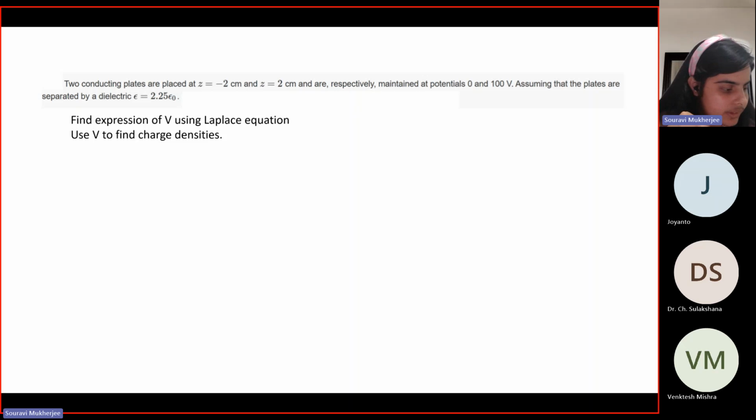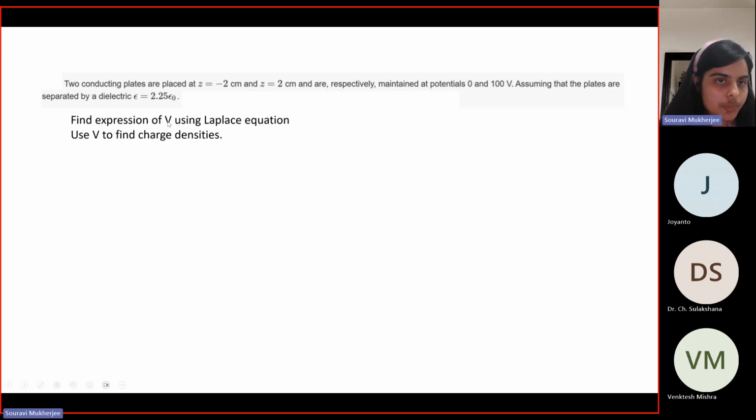Now coming back to this question, can you guys please contribute and tell me where you are stuck or what the problem is? Because this is very simple, right? So you have del square V del Z square equal to 0. Your form of the potential should be something like AZ plus B, and you have to find A and B in order to find the potential. You have two conditions given: at Z equal to -2, V is 0, and at Z equal to +2, V is 100. That will give you the values of A and B. So now you know the expression for the potential.